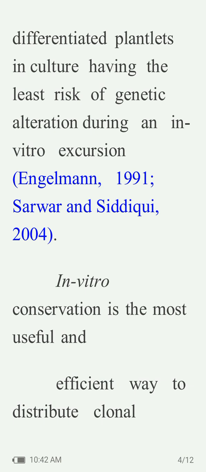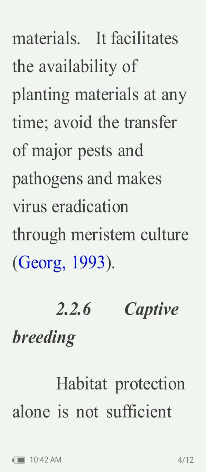In vitro conservation is the most useful and efficient way to distribute clonal materials. It facilitates the availability of planting materials at any time, avoids the transfer of major pests and pathogens, and makes virus eradication through meristem culture possible.